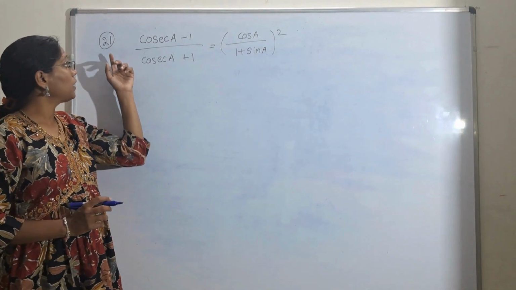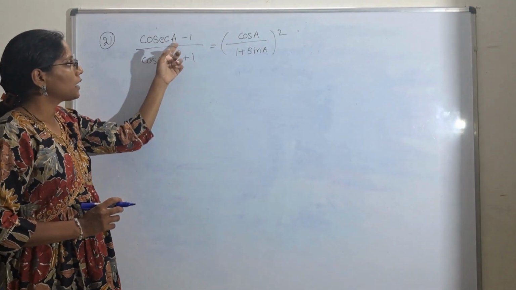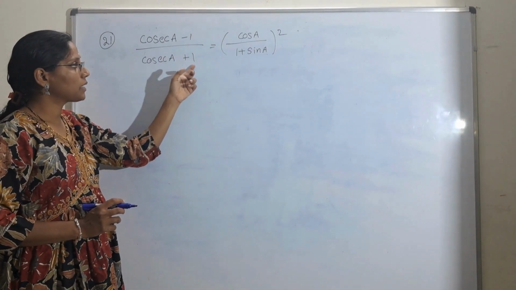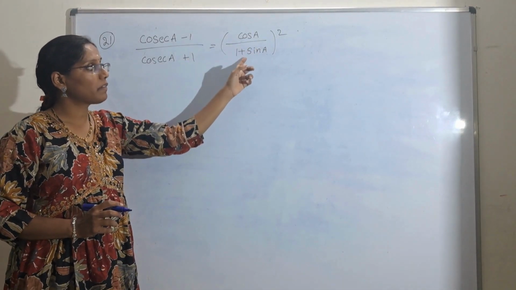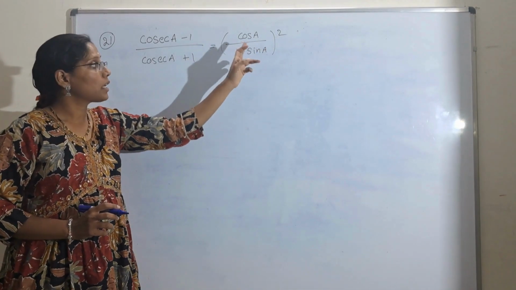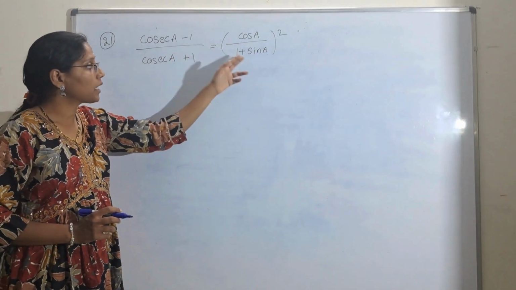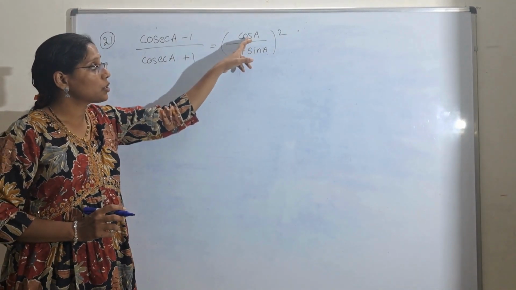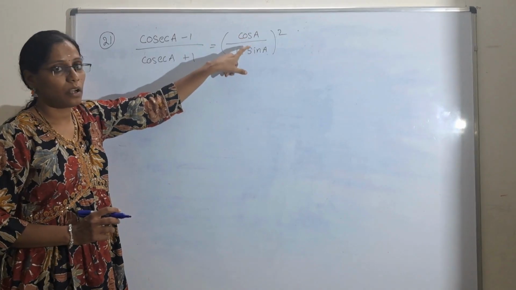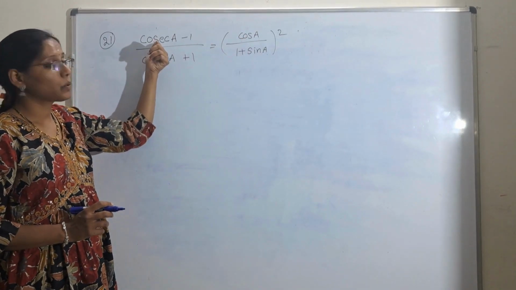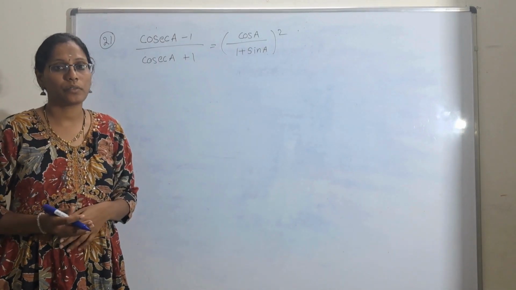Next, problem number 21. Cosecant A minus 1 by cosecant A plus 1 is equal to cos A by 1 plus sin A whole square. Right, LHS we have to take, RHS we can prove. In the RHS you should observe what terms are there, cos and sin. So here also cosecant we have to change in terms of sin.